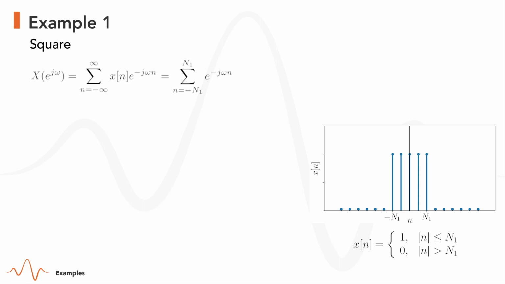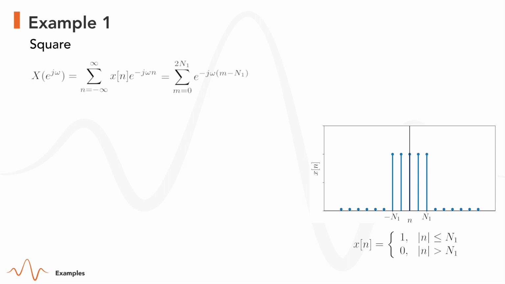We will now apply a change of variables. We will make m equals n plus capital N1, and let us see the new limits of the summation. When n equals capital N1 and n equals minus capital N1, m is equal to 2 capital N1 and 0 respectively. Besides, when we replace n in e to the power of minus j omega n by m minus capital N1, we get e to the power of minus j omega times m minus capital N1, and we are left with this expression.